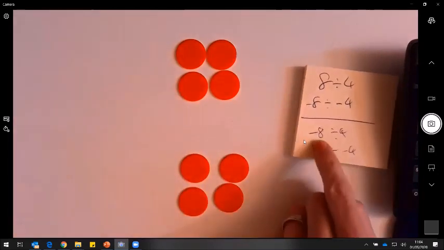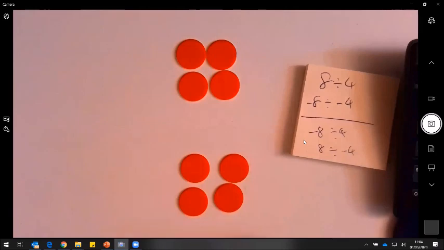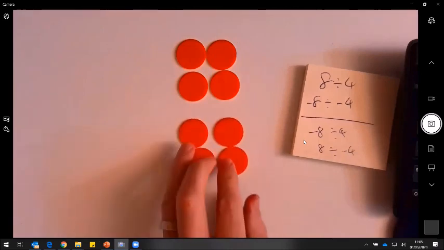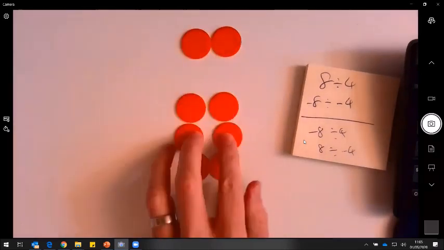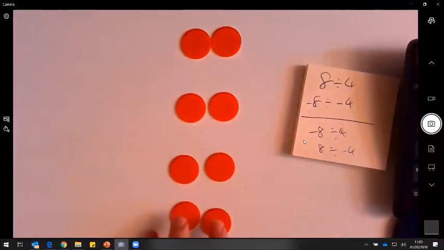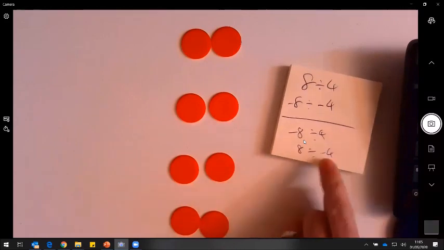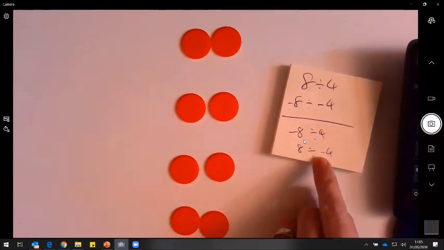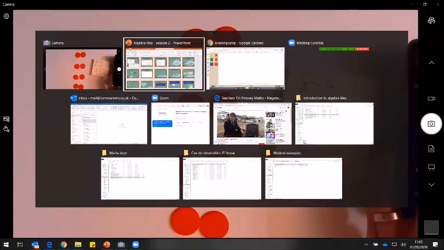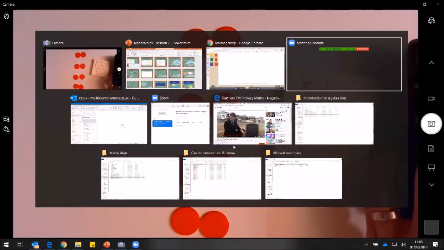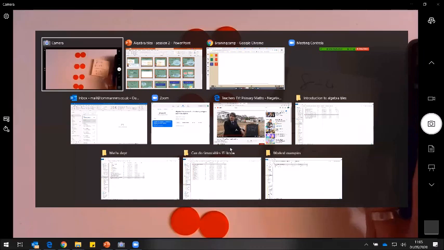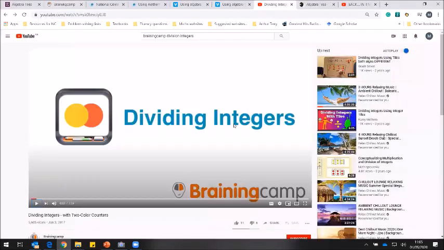Let's try the next one. -8 divided by 4. Well, what you might say is 4 groups. So how much is in each equal group? In each equal group is -2. So -8 divided by 4 equals -2. This one is one that just doesn't feel right to me. So thankfully I went on to Braining Camp and I watched the video online, and I just missed the one I want to watch. This one here, dividing integers, I thought this version was interesting.